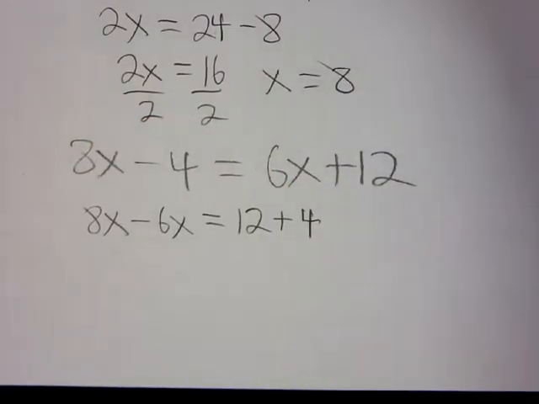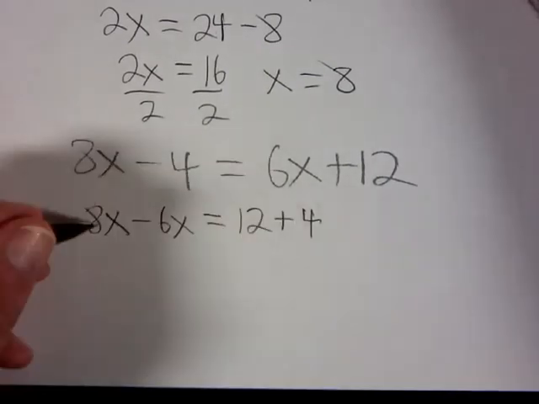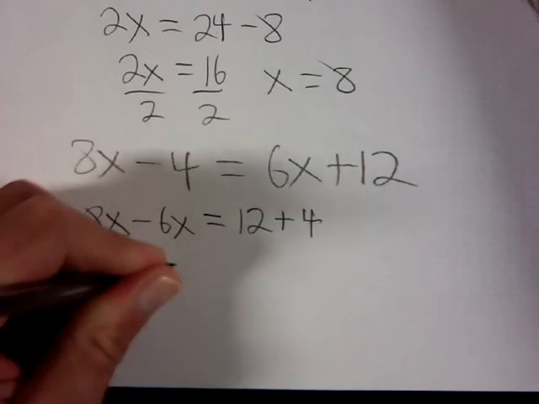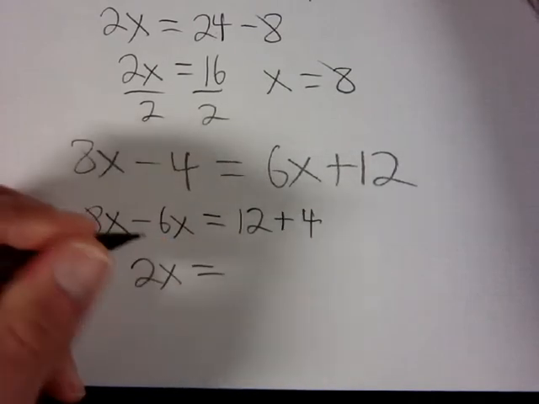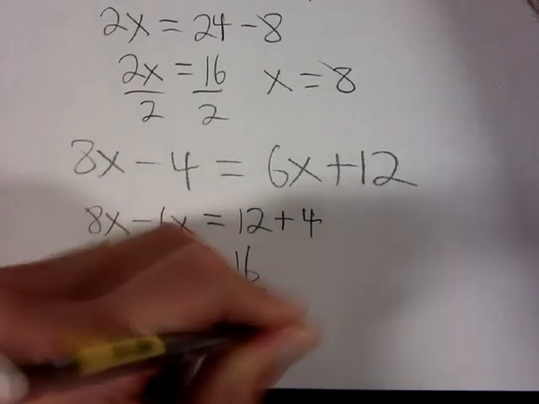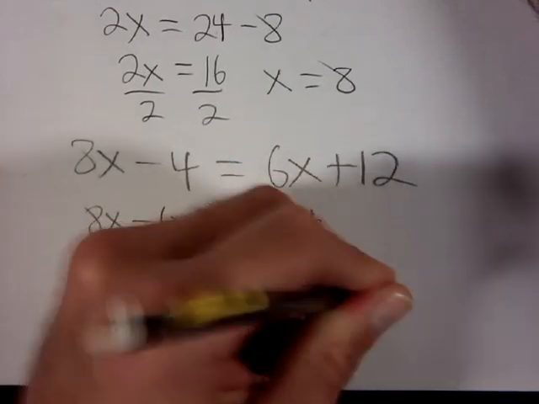So now I can combine like terms on this side. 8x minus 6x is going to be 2x. And 12 plus 4 is going to be 16. And now I'm ready to divide both sides by 2. Then I'll have my answer, x is equal to 8.